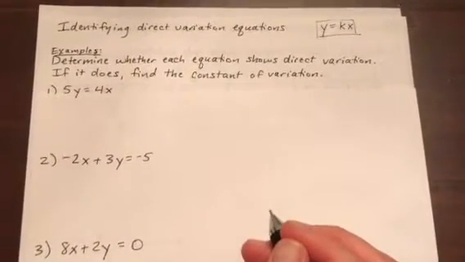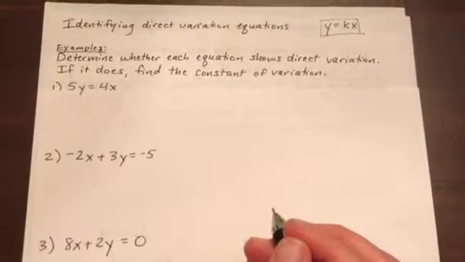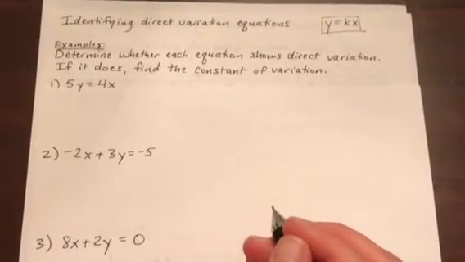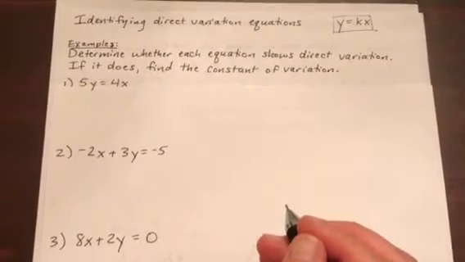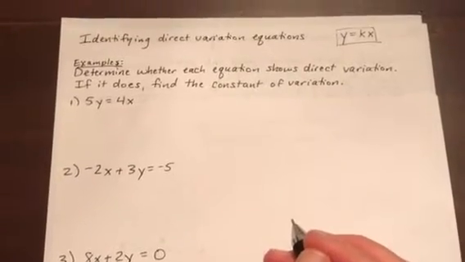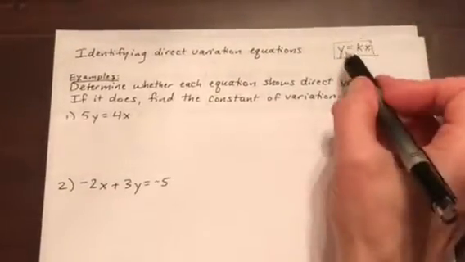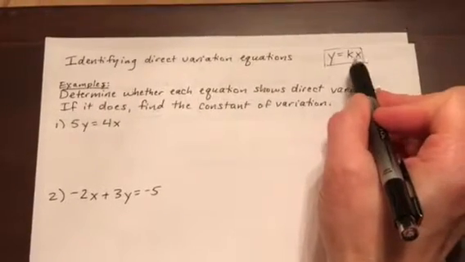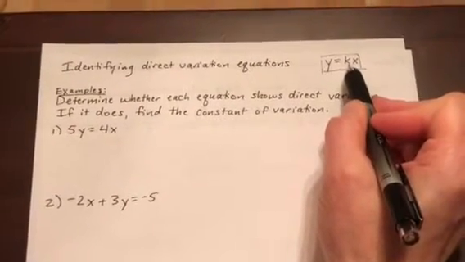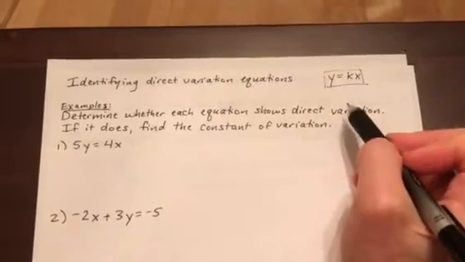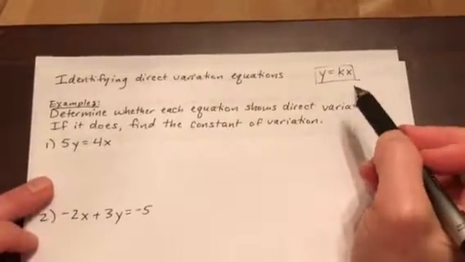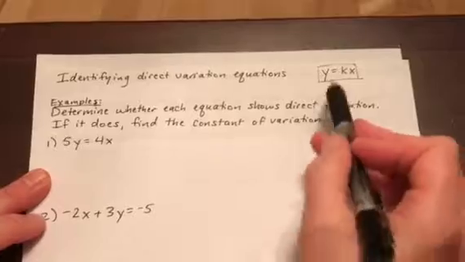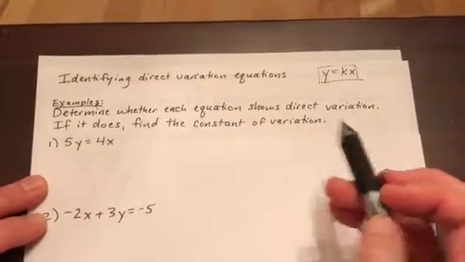If you are familiar with the slope-intercept form of a line, y equals mx plus b, a direct variation equation would look like a line with a y-intercept of 0. So this is what it looks like. y equals kx, where the slope, k, is also called the constant of variation. And so we want to see if each of these examples fits this form or not.